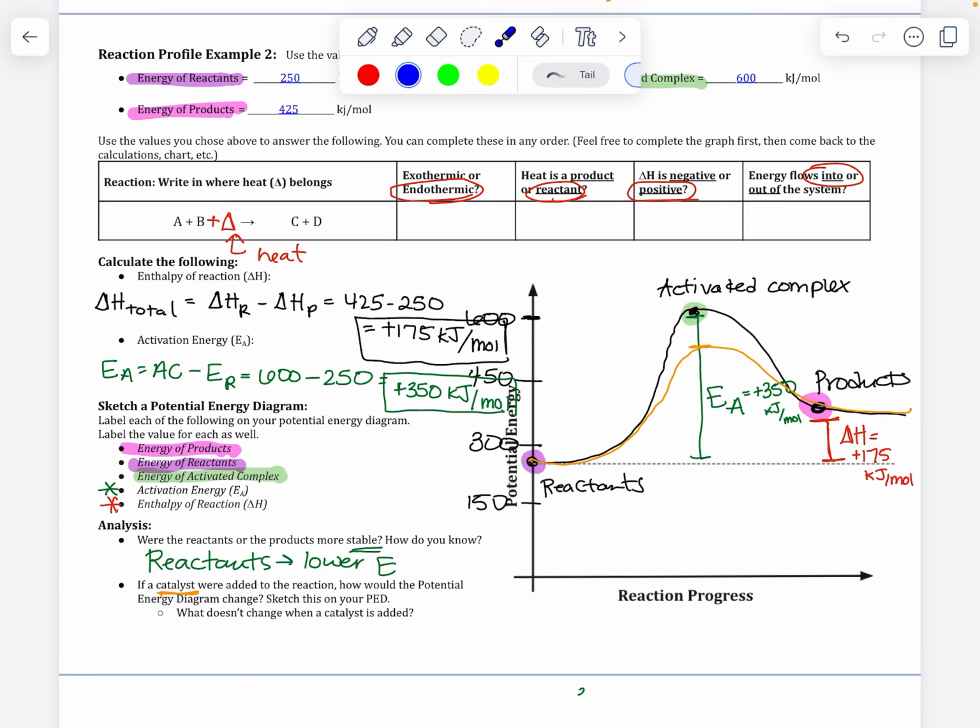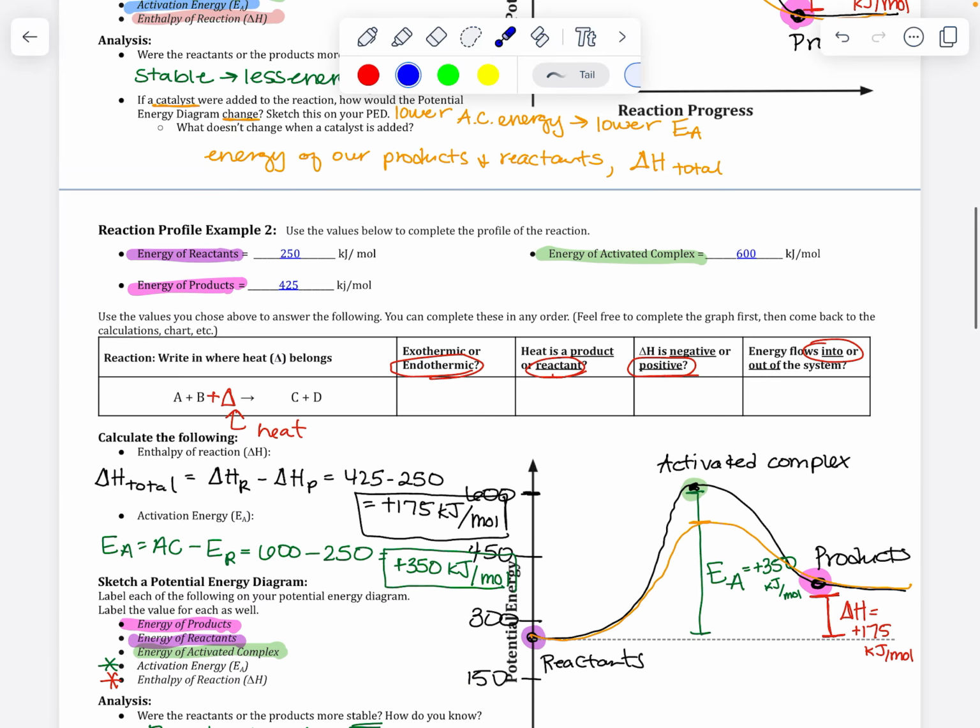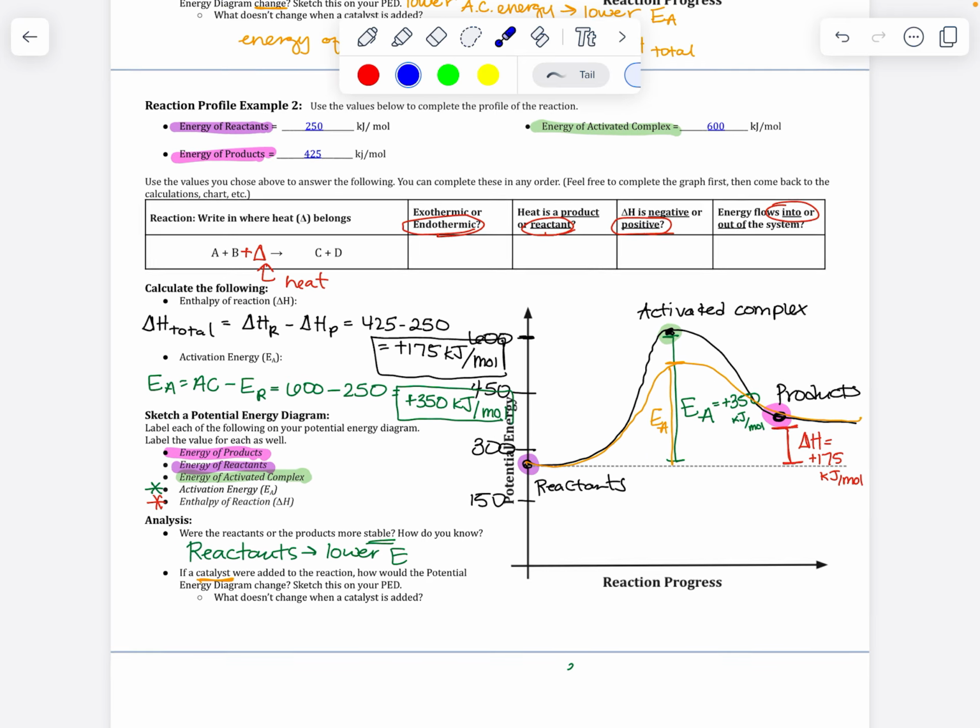And the answers to these questions are the same as the ones we had up above. It lowers our activated complex energy. So that goes lower, which means we have a lower activation energy. So our EA now would just be that smaller line. And we can't calculate that because we don't have enough information about where it actually went to. And then what doesn't change, the energy of our products and reactants doesn't change. So our delta H stays the same.